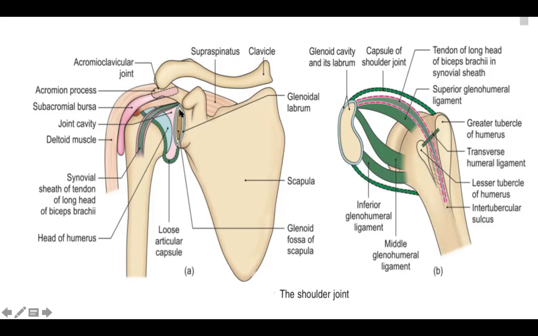Glenoid labrum, I mean the edge of the glenoid cavity is covered by a hyaline cartilage in order to deepen the cavity to slightly form it into a cup shape. It changes it a bit from a flat area into somewhat of a cup shape in order to accommodate the head of the humerus. This is also considered one of the ligaments of the shoulder joint.